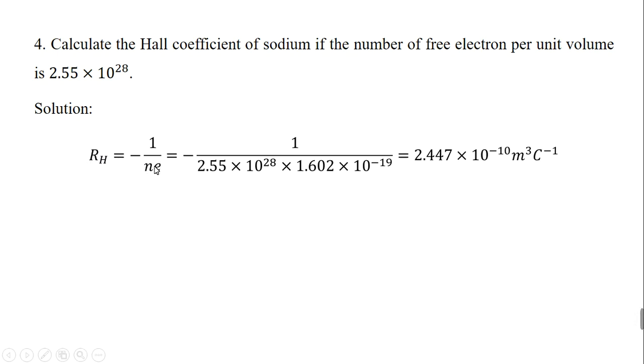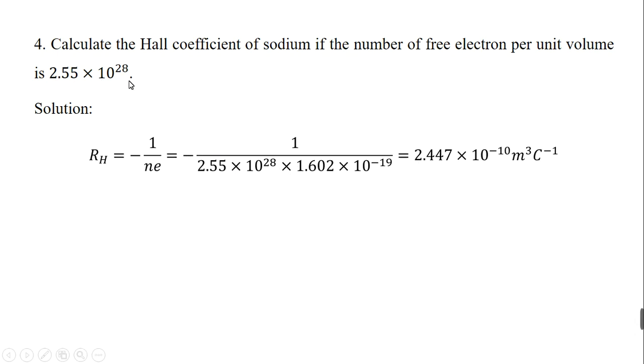While solving the problem, you need not use this negative sign, because the negative sign indicates the type of charge carrier present in the specimen. If the charge carriers are electrons, we will get it as negative. Otherwise, for holes, we will get it as positive. So while substituting the values, and while writing the answer, you can eliminate this negative sign.